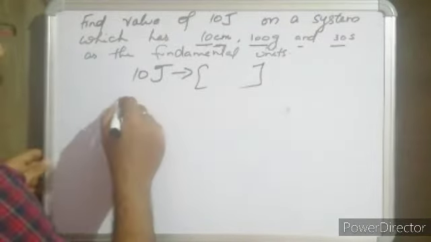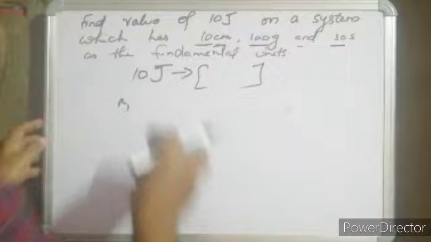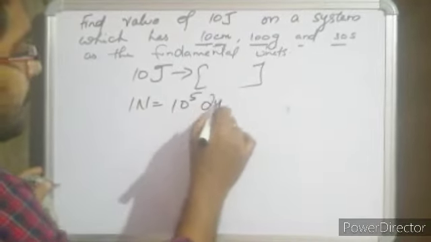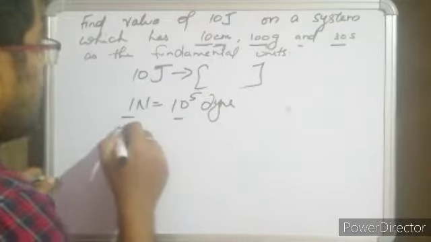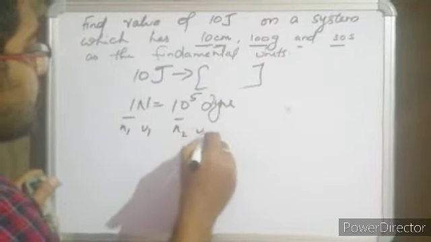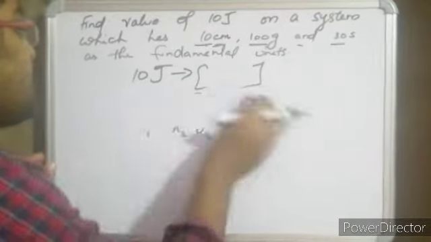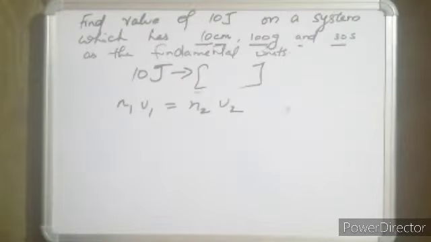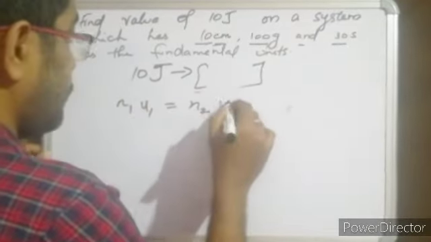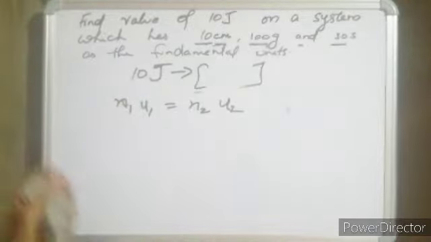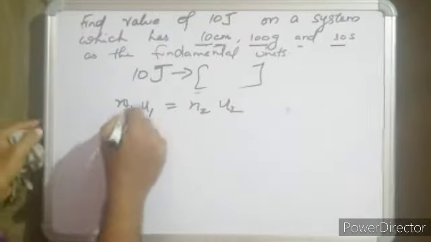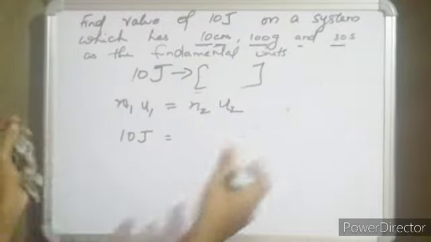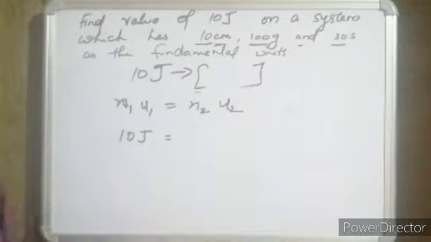So for that, again we use the basic equation. I hope you remember 1 Newton is equal to 10 to the power 5 dyne. So I can represent this as n1 u1 is equal to n2 u2. We have done it like that, right? In the same way, n1 u1 is equal to n2 u2. So here I am taking n1, 10 joule, right, is equal to, we need to find how much it is in this particular scale.